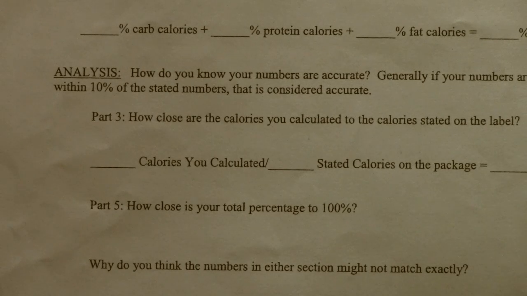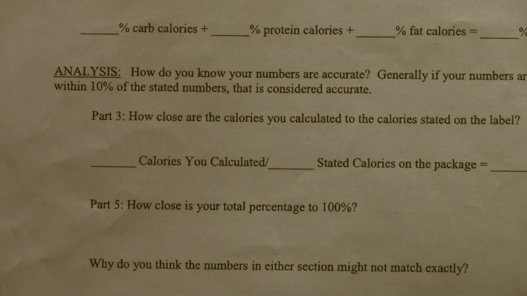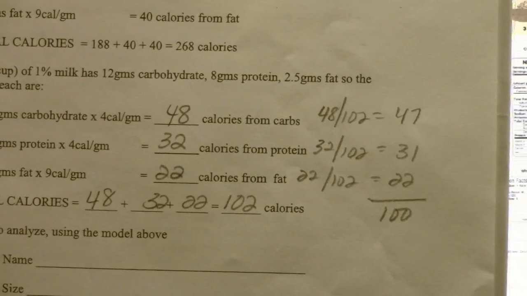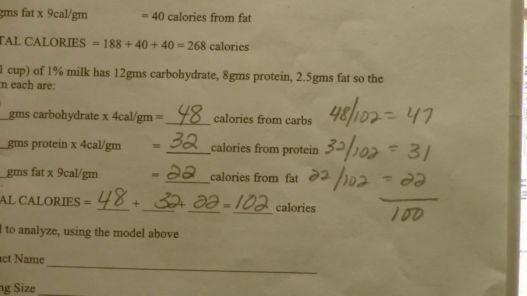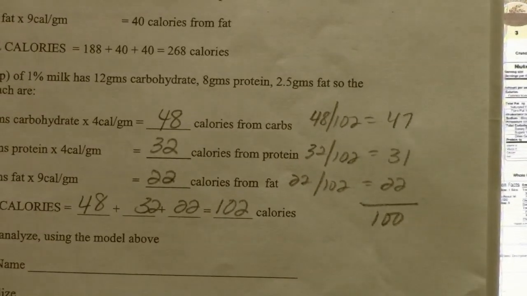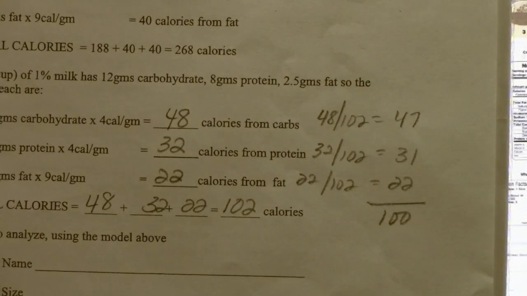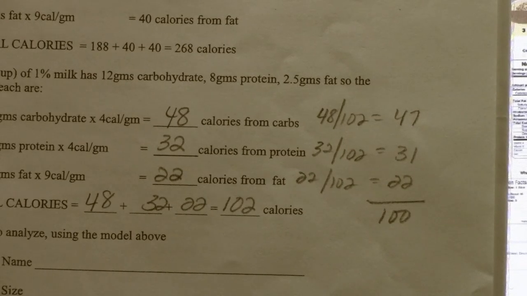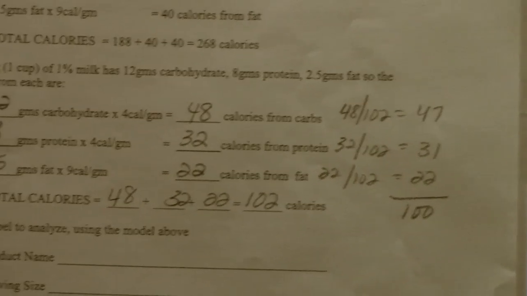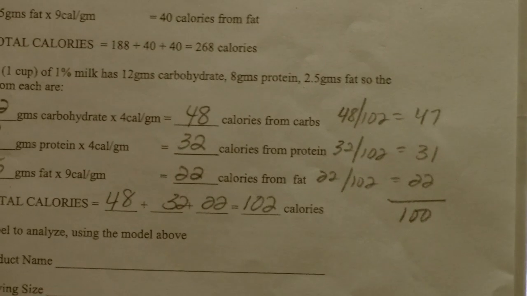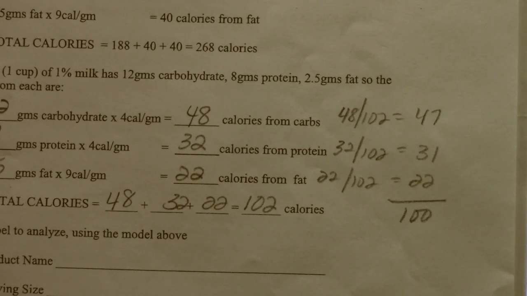So I'm going to pause for a second because I want to go back to that milk example we did just before. Okay, so we're looking at our milk example here again on the front side of this. And remember the numbers I said to ignore for the moment. If we do the same process, we take our 48 carb calories divided by the 102, we get about 47% of our calories from carb, 32 divided by 102 is 31% from protein, and 22 divided by 102 is about 22% from fat. And when we add up all those 3 numbers, we get 100%.